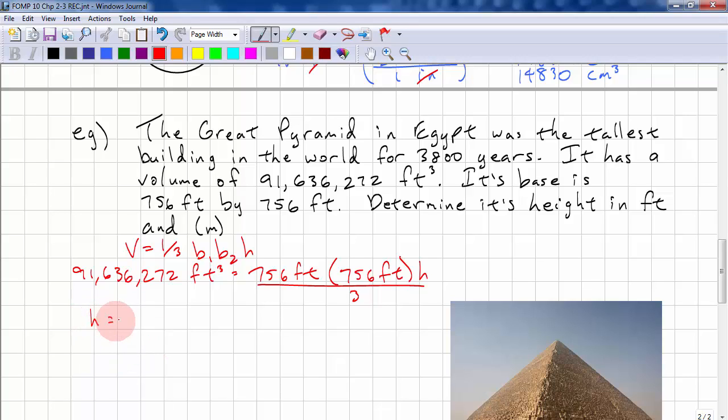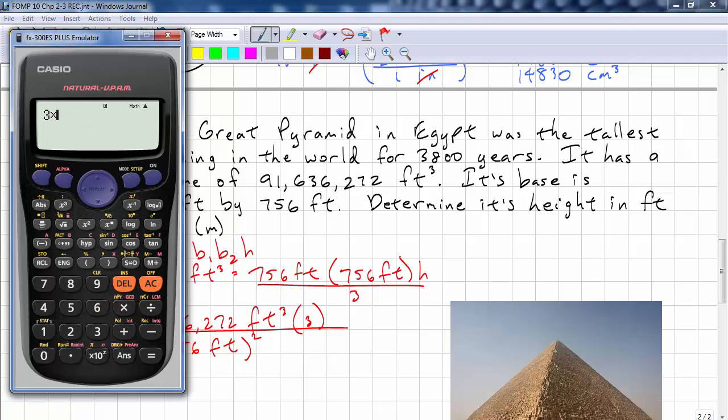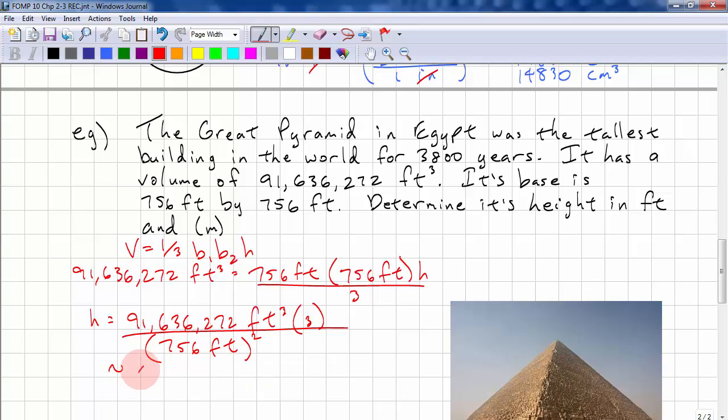Now we can solve for h by moving things across. The 3 goes up to the top, and these two 756 move down to the bottom. We're multiplying by 3, and 756 feet. We're just going to square this so that we don't have to write so much out, and we'll get an approximate value. 3 times 91,636,272 divided by 756 squared. And we get 481 feet. So this is the height.